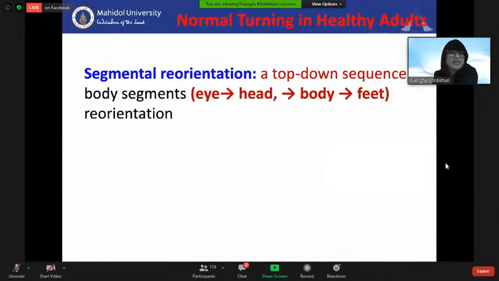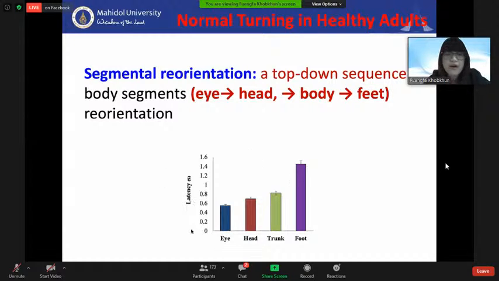So the first one is segmental reorientation. Turning is a process of coordination of movement. Research found that when you turn, the body segments move in a top-down sequence: the eye, followed by the head, the body, and the last one is the feet reorientation. If you see the research, they always report it like this, with the onset latency of each body segment. You see it begins with the eye, head, trunk, and the foot.